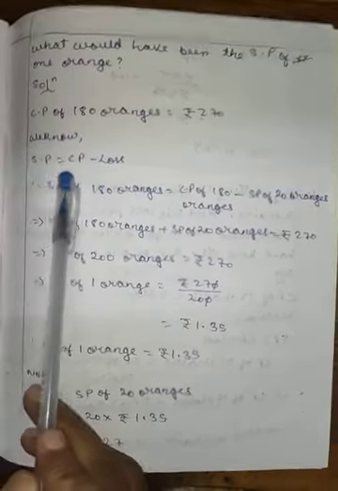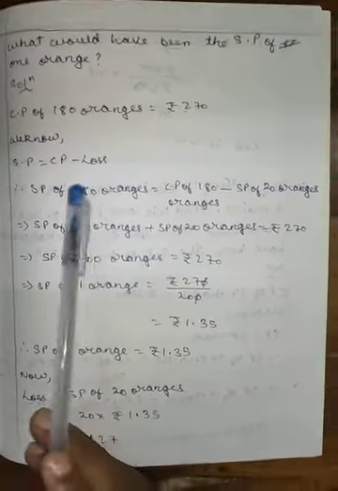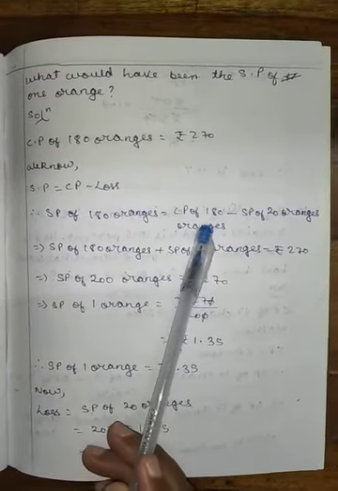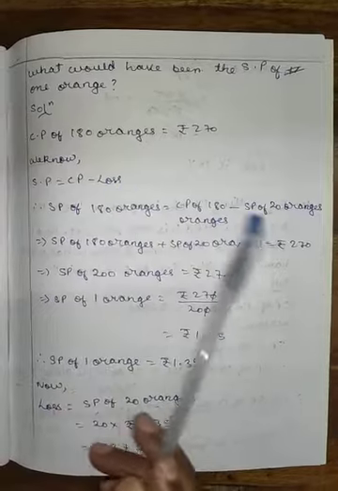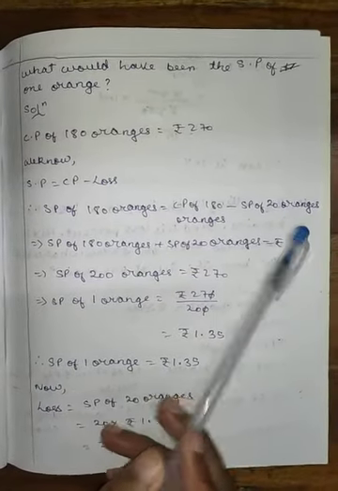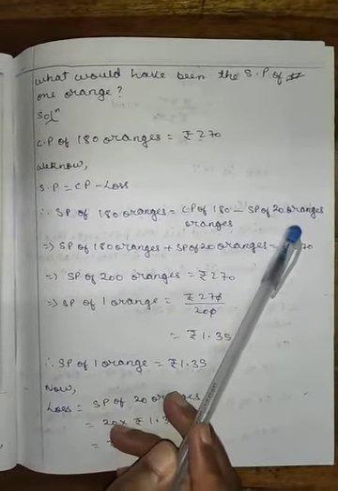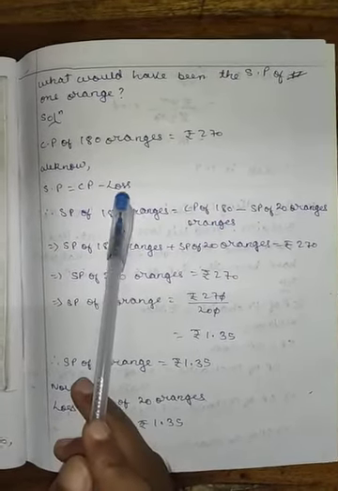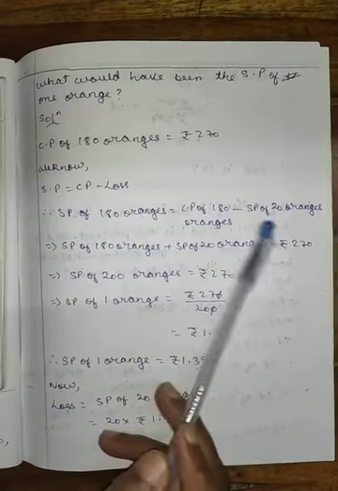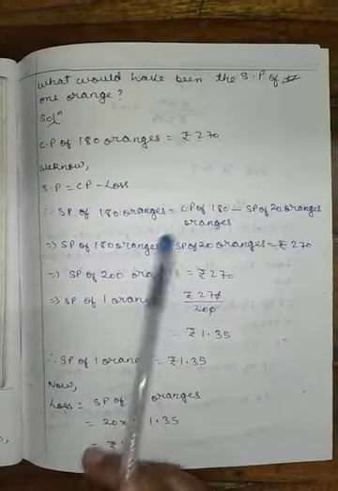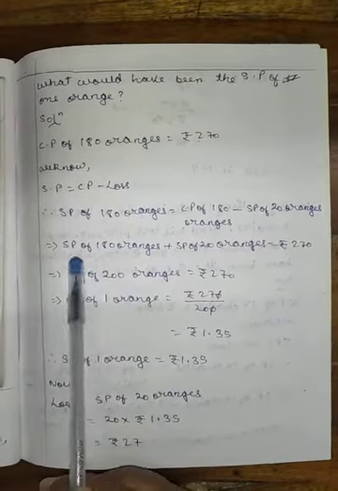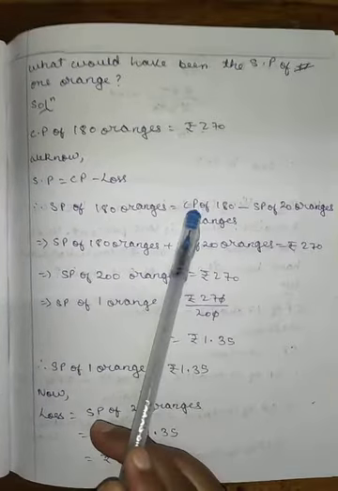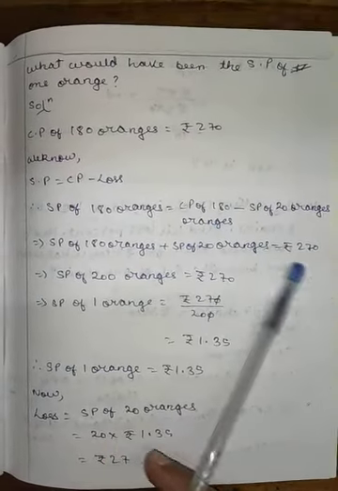We know the SP is equal to CP minus loss formula. Therefore, SP of 180 oranges is equal to CP of 180 oranges minus loss, and they said the loss is equal to SP of 20 oranges. So in place of loss, you must write SP of 20 oranges. This one being on this side, minus will be plus. So SP of 180 oranges plus SP of 20 oranges is equal to rupees 270, because the cost price of 180 oranges is given as rupees 270.